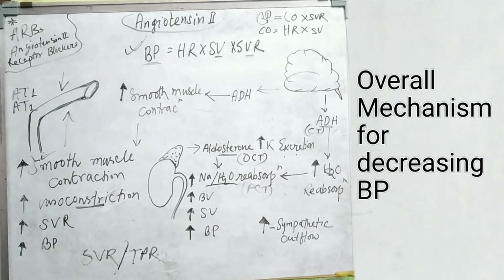So this is the way how angiotensin 2 works. This is the overall way how the renin angiotensin aldosterone system, that is RAAS, works and helps as a long-term regulation in the BP control.